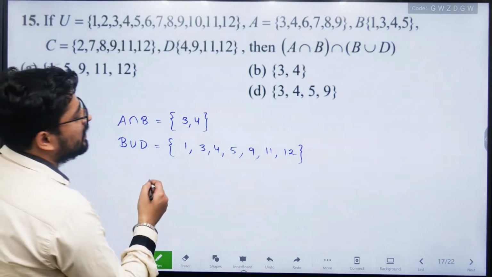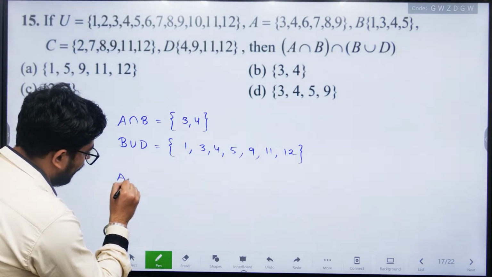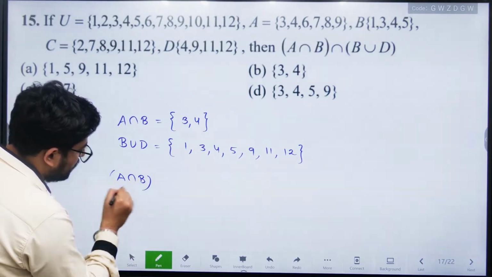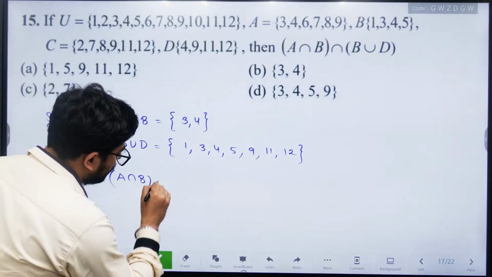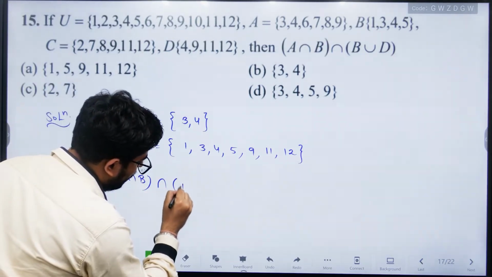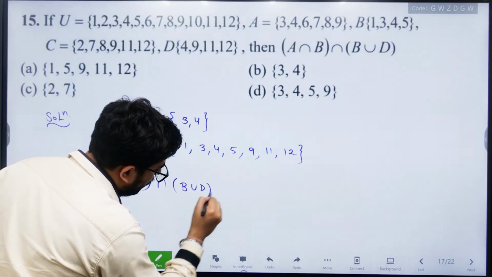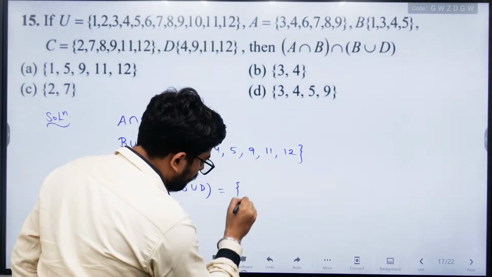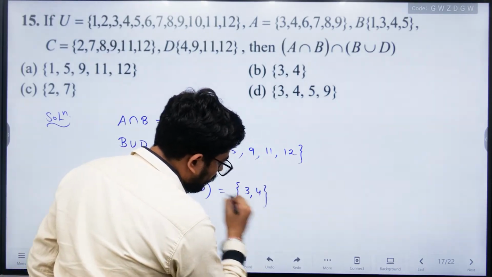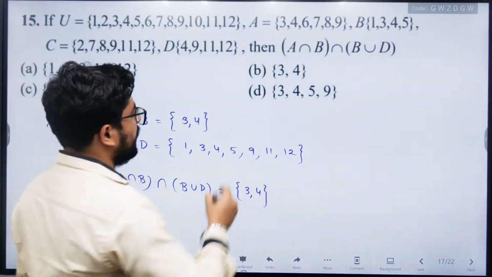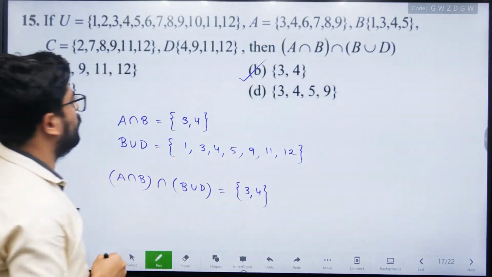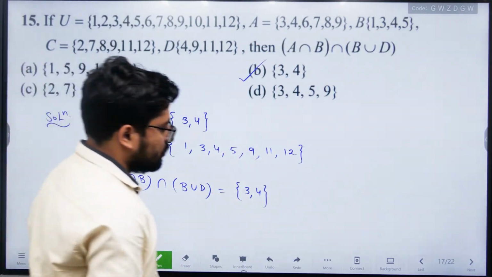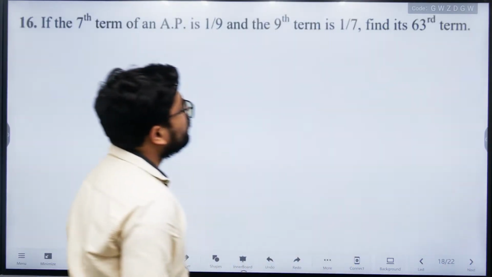So now you have to find the intersection of both. A intersection B is some set. You have to take the intersection of this with B union D. So the common elements of these two sets are 3, 4. So the correct answer is B. Okay, this is your correct one. Got it?